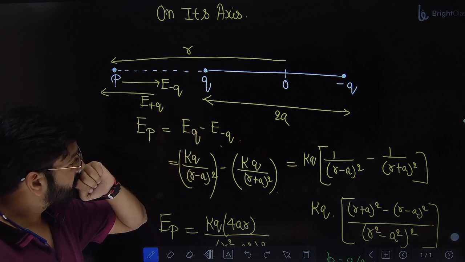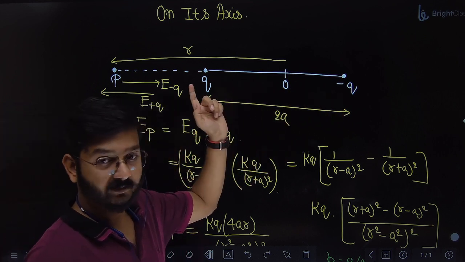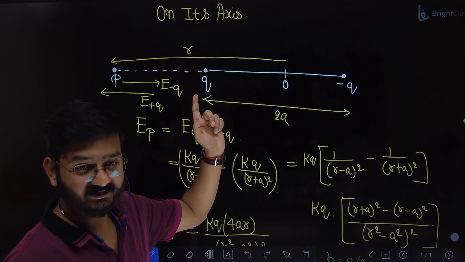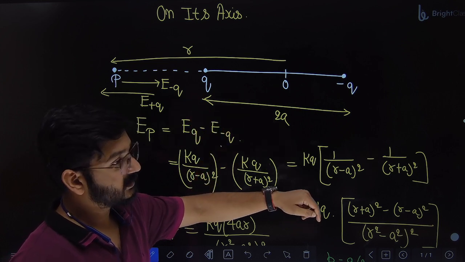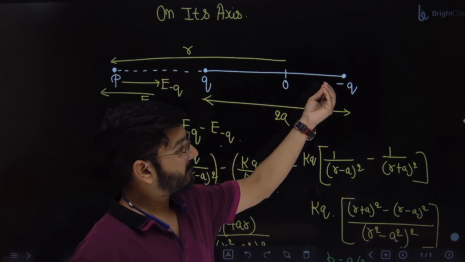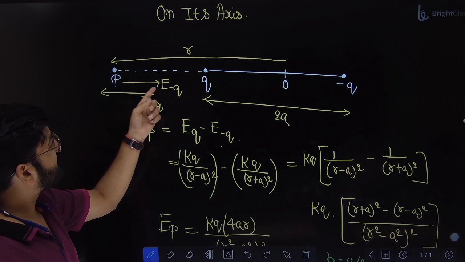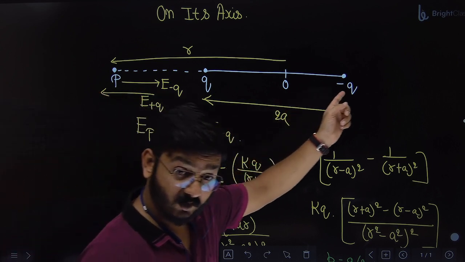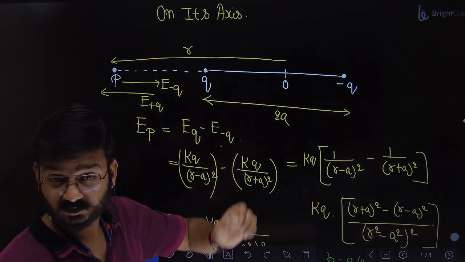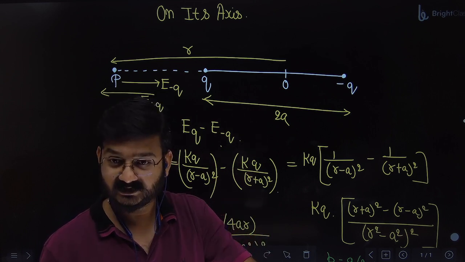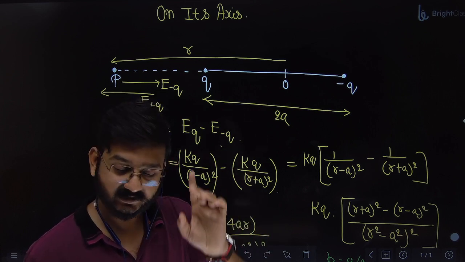Perfectly fine. What is the direction of dipole moment? Left or right? Left. Just now we discussed dipole moment is from minus to plus. So net electric field is in left. Dipole moment is also in left. So direction of electric field and dipole moment in this case is same or different? Same.